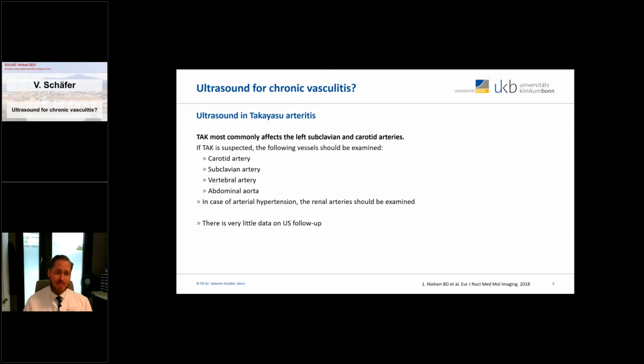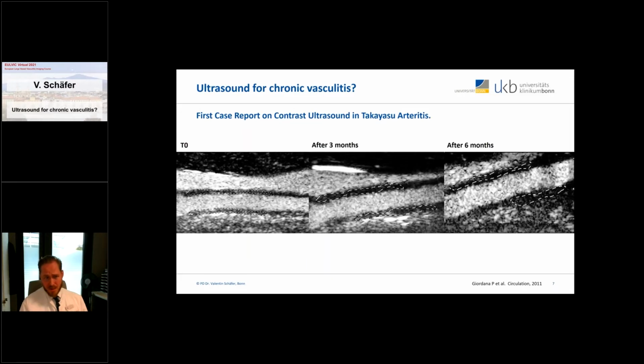There is very little evidence on ultrasound follow-up, and of course you should look at the renal arteries if the patient suffers from a newly diagnosed arterial hypertension. There is up to date just one case report on contrast ultrasound in Takayasu arteritis, which looks for wall neovascularization in contrast ultrasound, which has not yielded into a prospective study at the moment.